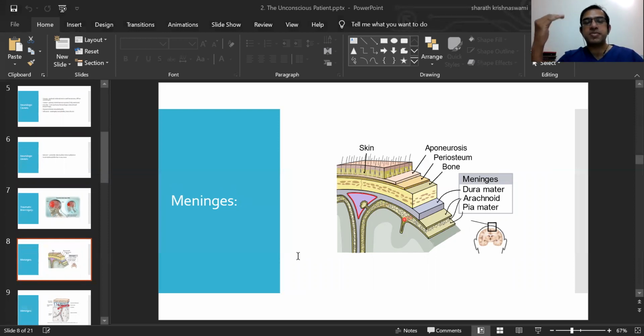Now, all of the neurons in the brain are covered by layers of tissue called the meninges. They are the dura mater, the arachnoid matter, and the pia mater. Let's suppose due to trauma there is bleeding above or below the dura mater. This is when it is called the epidural or a subdural hemorrhage. If bleeding occurs inside the brain, it is called an intracranial hemorrhage.